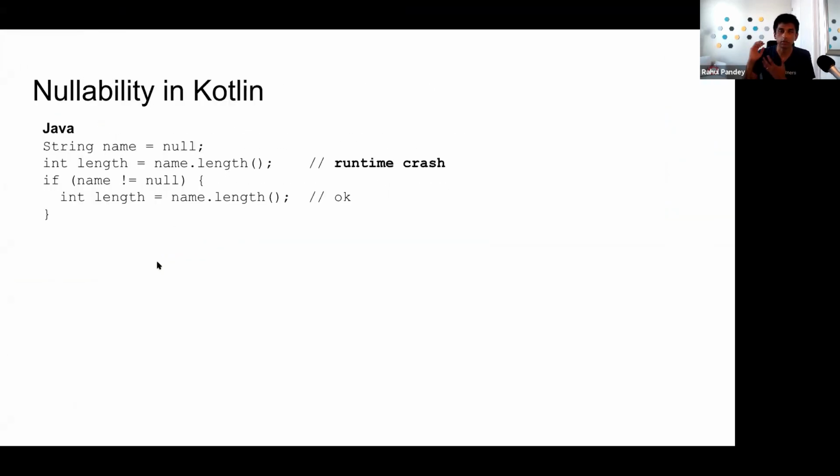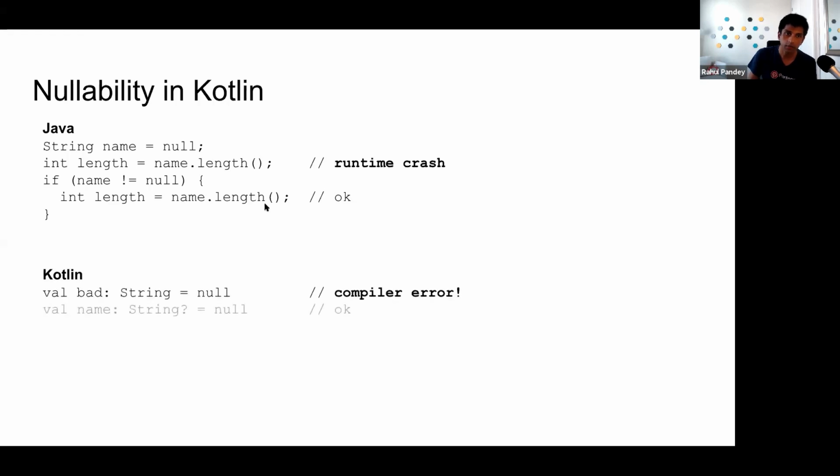And this is actually really powerful, because if you compare this to Java, you can do something like this, right? You can say string name is equal to null, and then you can say name.length, and this will compile just fine. It'll happily compile, and when you go out to run your code, it'll crash at runtime. So the way you would fix this in Java is you would say if name not equal to null, only then do you compute the length of that.